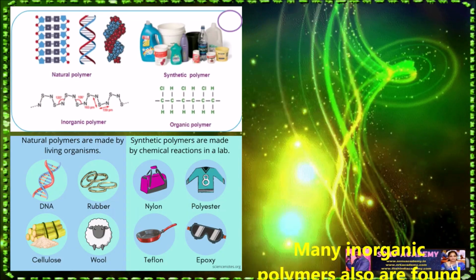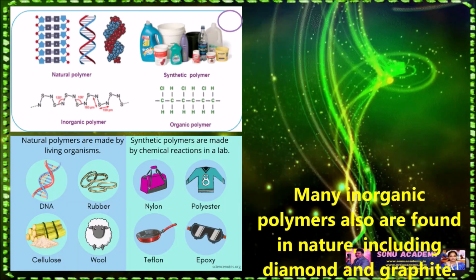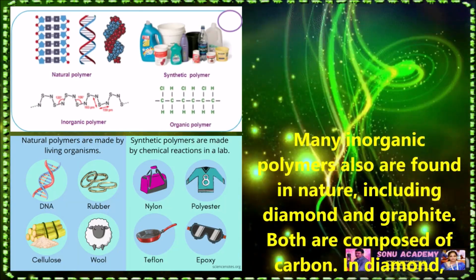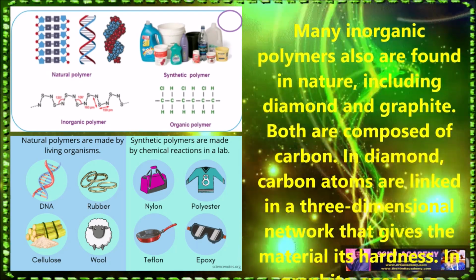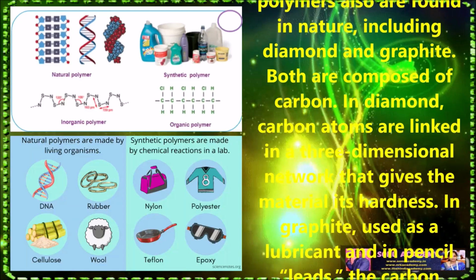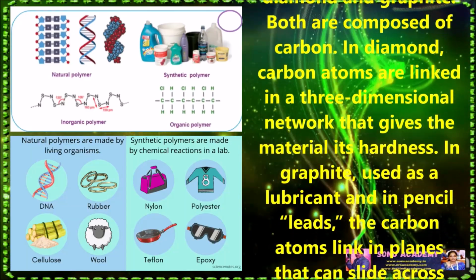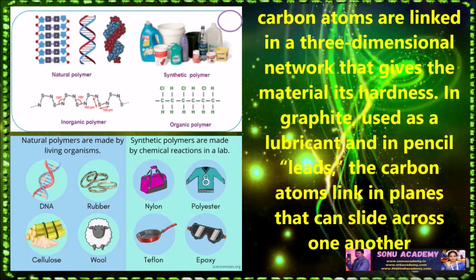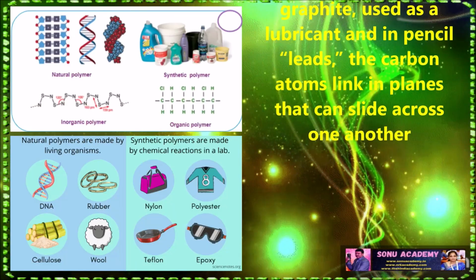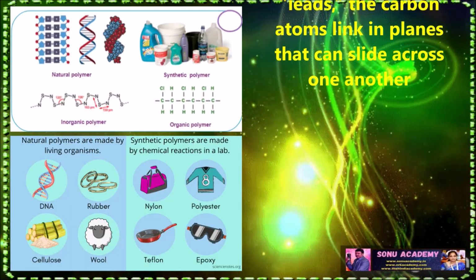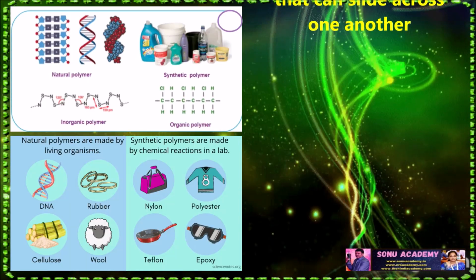Children, many inorganic polymers are also found in nature, including diamond and graphite. Both are composed of carbon. In diamond, carbon atoms are linked in a three-dimensional network that gives the material its hardness. In graphite, used as a lubricant and in pencil leads, the carbon atoms are linked in planes that can slide across one another.